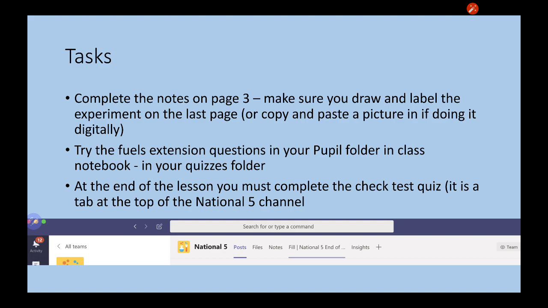I've shown you here where it is. It's in the National 5 channel and it's a tab at the top. So it's sitting up here. If you click on that, there are 10 multiple choice questions. Give them a go, hit submit. If you don't get them all right, that's fine. I'll give you lots of feedback. They are self-marking as well, so the feedback will be immediate and you'll know what you got.